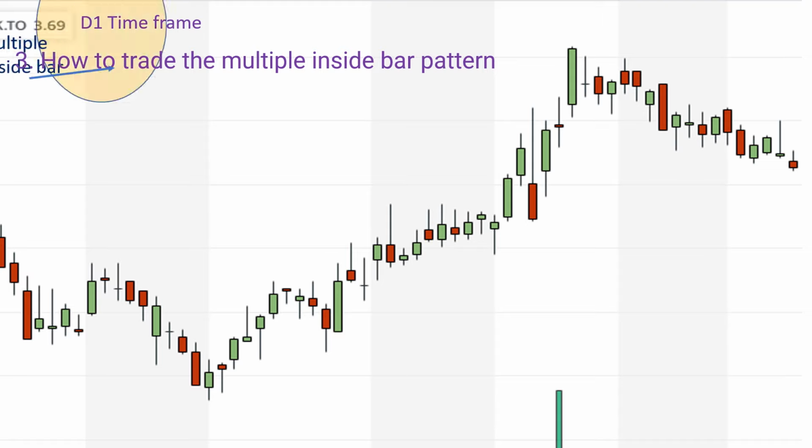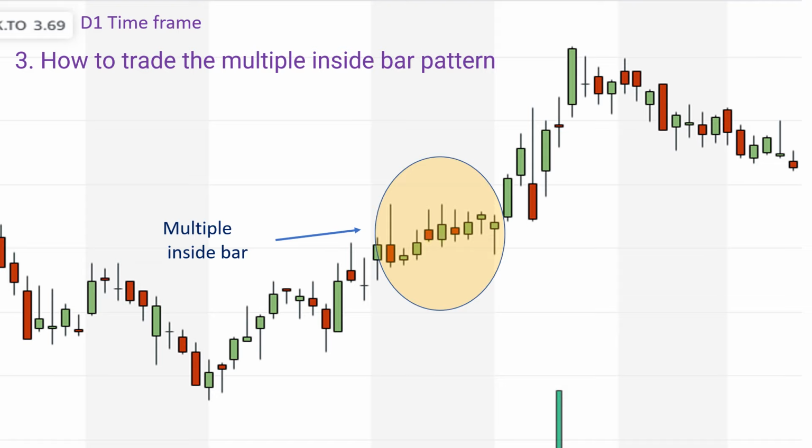For example, in this multiple inside bar, since the market consolidates for several days and the volatility is constantly decreasing, as you see, it is a strong sign the market is about to make a big move. Some traders enter the market as soon as the next candle, this bullish candle, passes the high of an inside bar, and then they put their stop loss below the low of an inside bar.